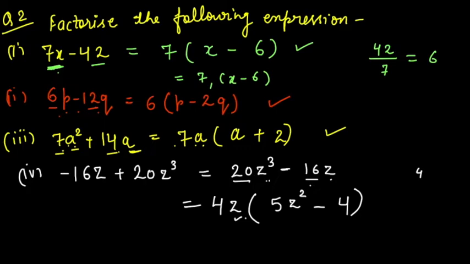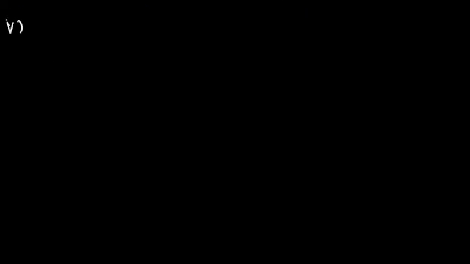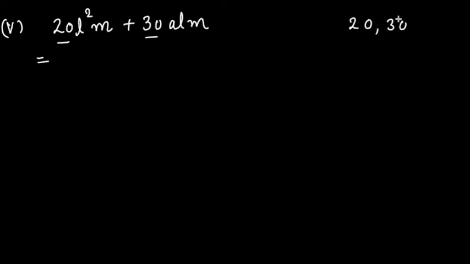Moving to, I'm just changing the page, the fifth part of your question number 2, which says 20 L square m plus 30 ALM. Now 20 and 30, what is common here? We know both are divisible by 10, so I can take 10 common. L square and L can be common, and M, both the terms have. Now this A is here only, but we are not having any in the first term.